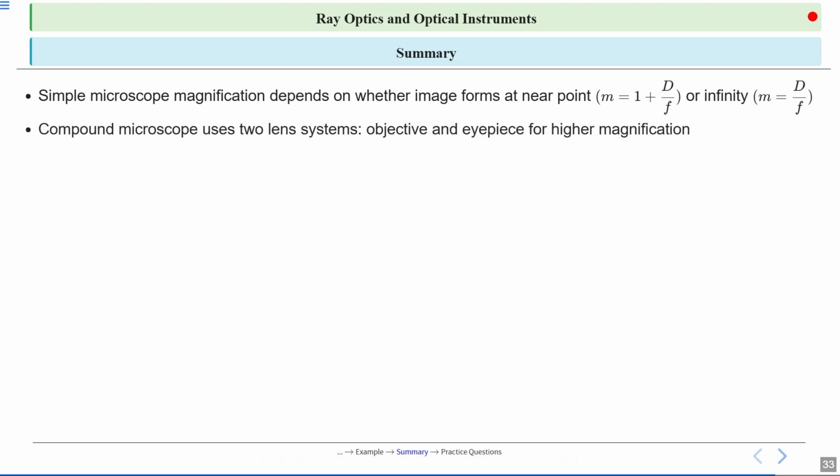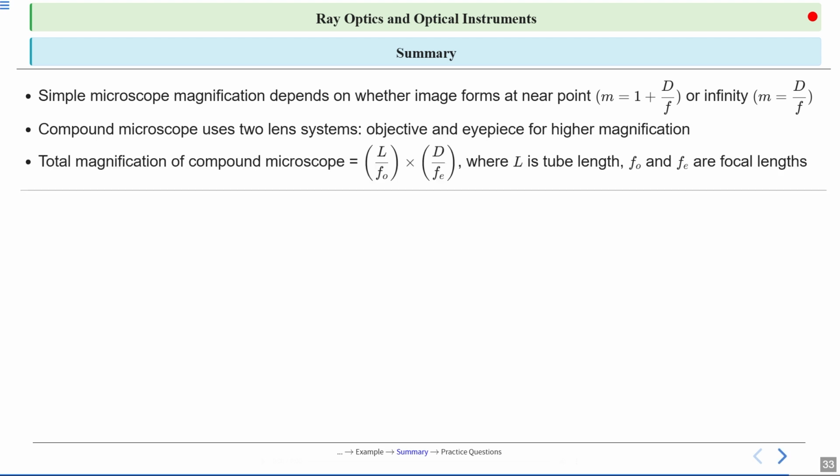Now let's move on to the compound microscope. It uses a two lens system, the objective lens and the eyepiece. This setup allows much higher magnification than a simple microscope. The objective lens creates an enlarged image which is further magnified by the eyepiece. This dual lens system is crucial for observing very small details.